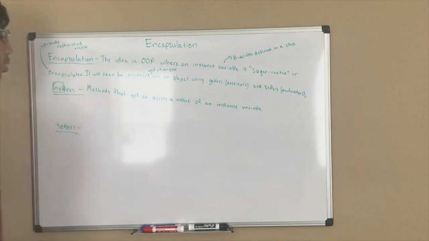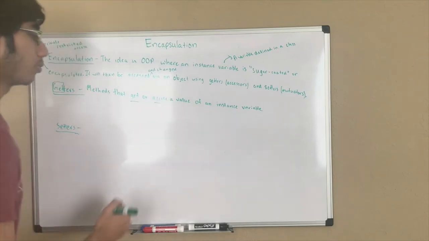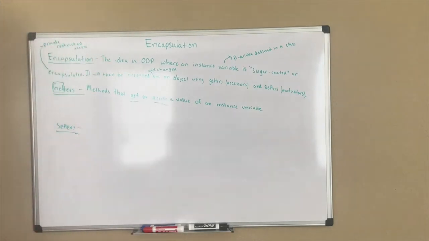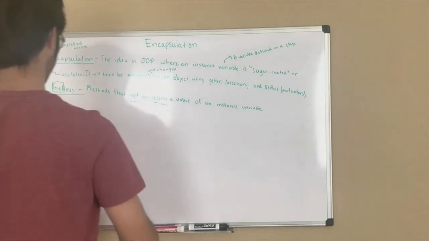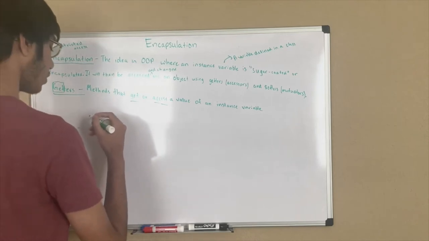Get: methods that get or access a value of an instance variable. Straightforward, simple enough. Then we have setters, and setters are exactly what you think they are.